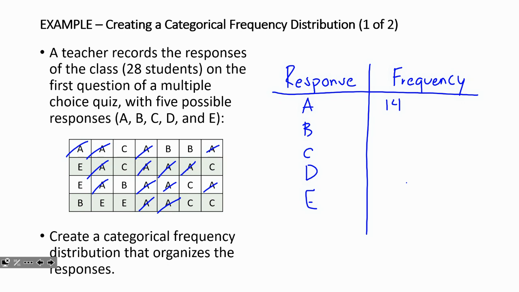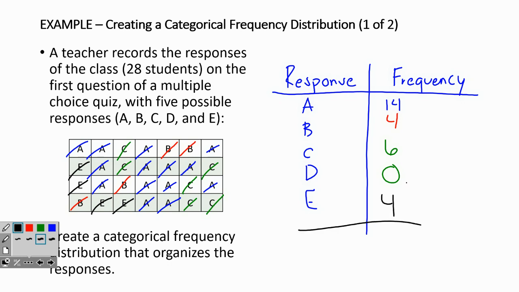For B, let's see if I can change colors. We got 1, 2, 3, 4 B's. For C's, we got 1, 2, 3, 4, 5, 6. For D's, looks like nobody answered D, so our frequency here would be 0. And then for our E's, we got 4 E's.